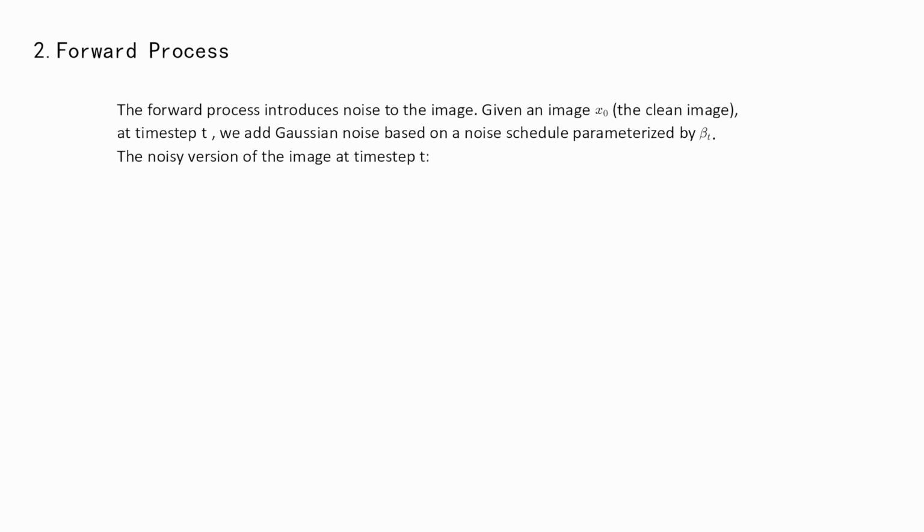Forward process. The forward process introduces noise to the image. Given an image x0, the clean image, at time step t, we add Gaussian noise based on a noise schedule parameterized by beta t. The noisy version of the image at time step t is as follows.